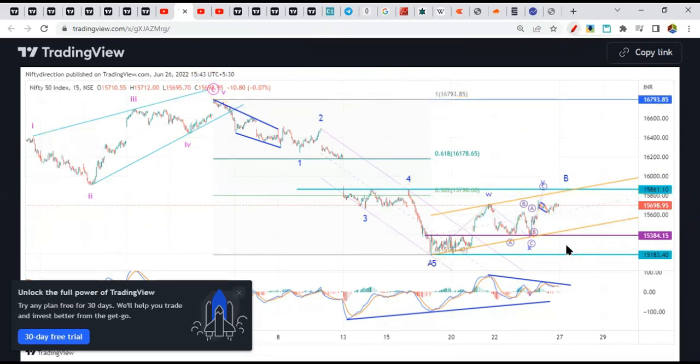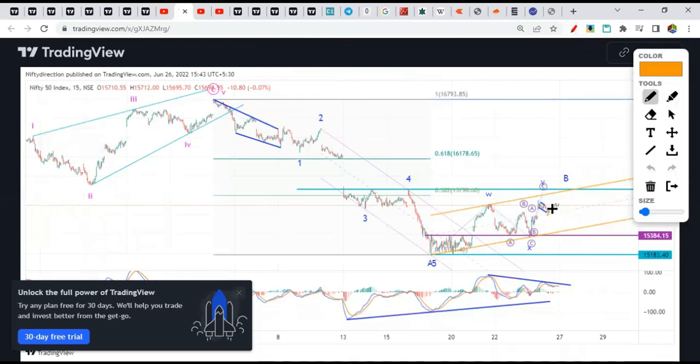Whatever level Nifty goes to on the upside, whatever swing it makes here, if this swing is broken, we can initiate a short opportunity, a short trade going for the downside.